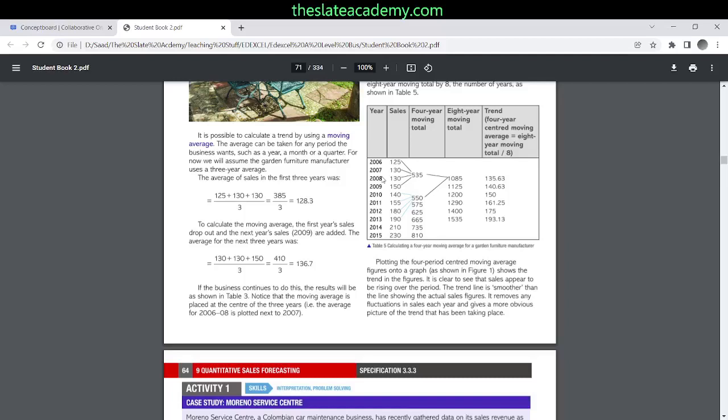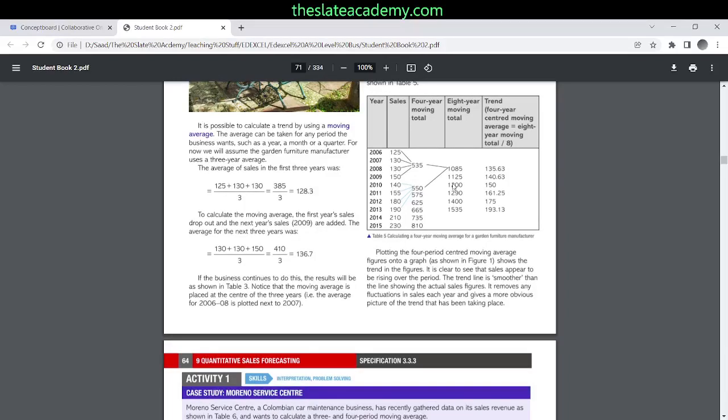Understood? The diagram in the textbook is wrong, by the way. For example, what we are doing here is 130, 130, 150, and 140, and that would be 550. For the first 4-year moving total, we did 125, 130, 130, and 150. Once we have two 4-year moving totals, we add them and get the 8-year moving total. And the trend is that you divide the 8-year moving total by 8.